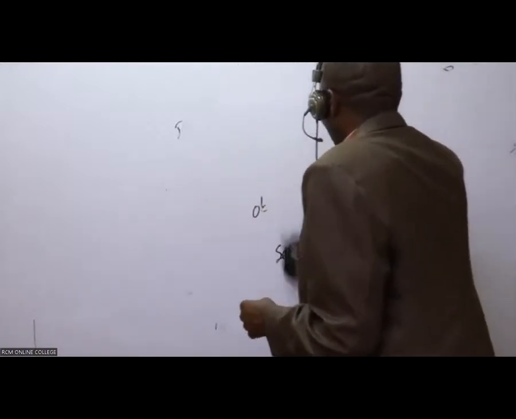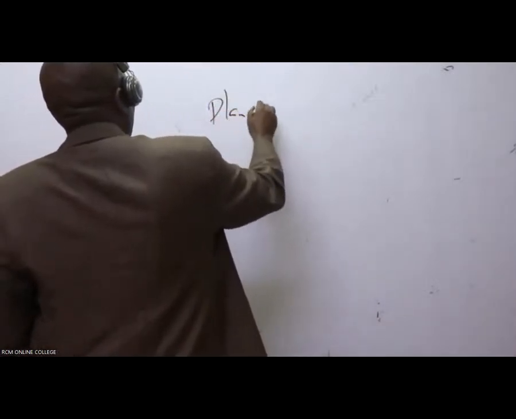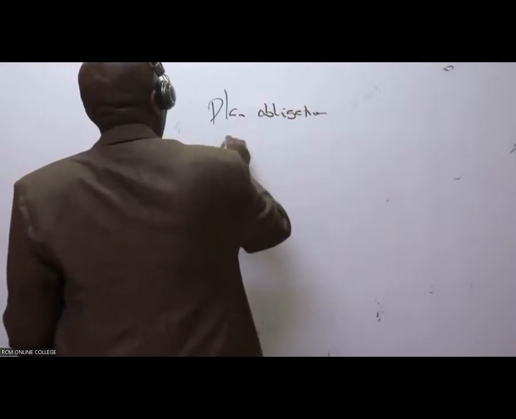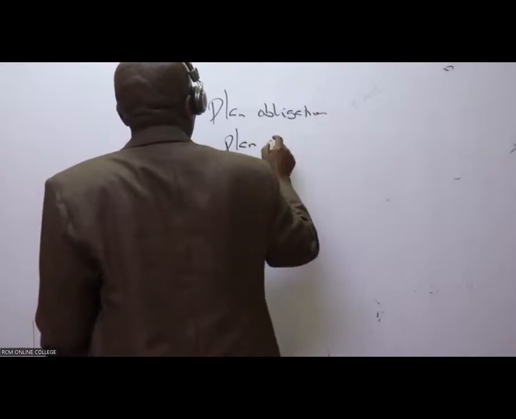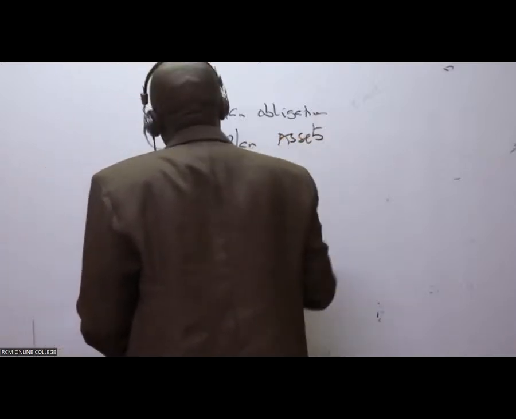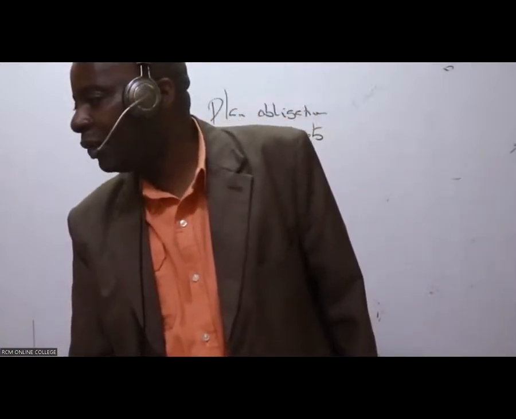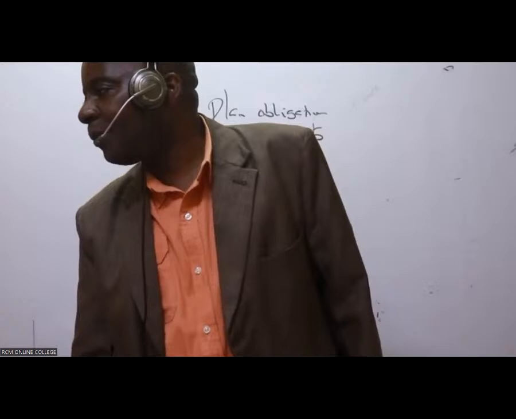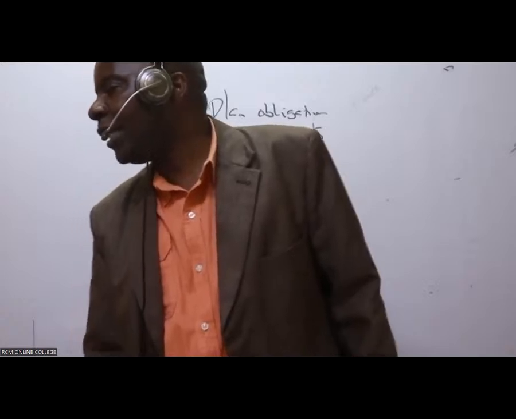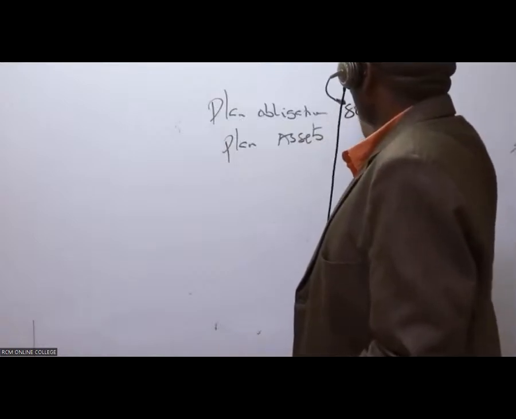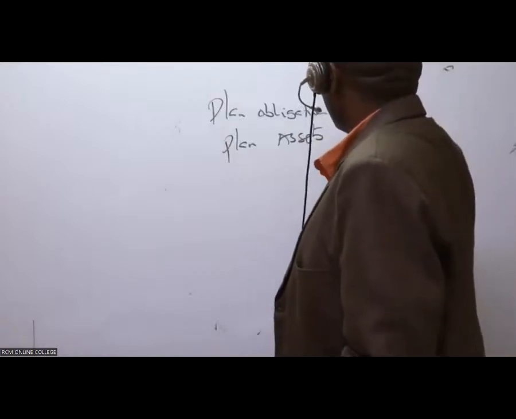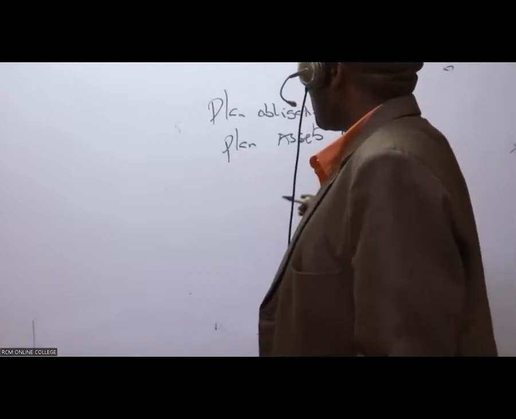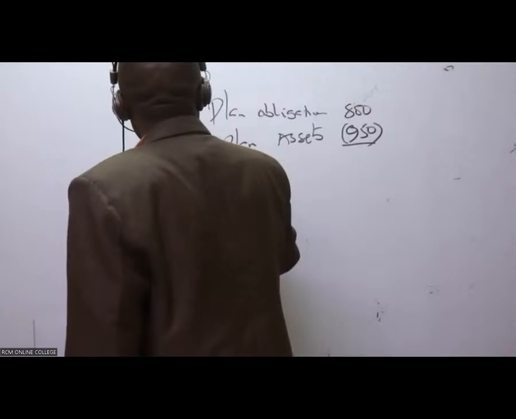So we have here the plan obligation versus the plan assets. The plan obligation, what do we have here at the end of the day? The plan obligation is 800. And then the plan's assets are worth what? They are 950. So subtract the assets as usual, then we'll be able to get the net obligation.